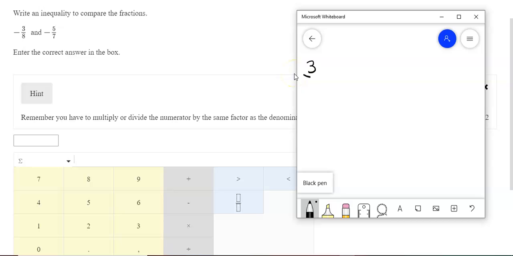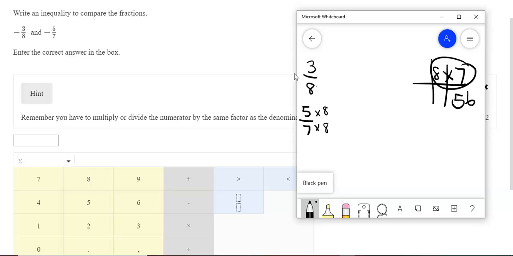So we have 3/8 and 5/7. Let's find a common denominator. Nothing goes into this, so we're going to multiply and we get 56. So we're going to multiply by 8 here and by 7 here. So we get 21 over 56, and we get 40 over 56. But remember, these are negative numbers. So this one right here is closer to 0, so it's going to be greater.